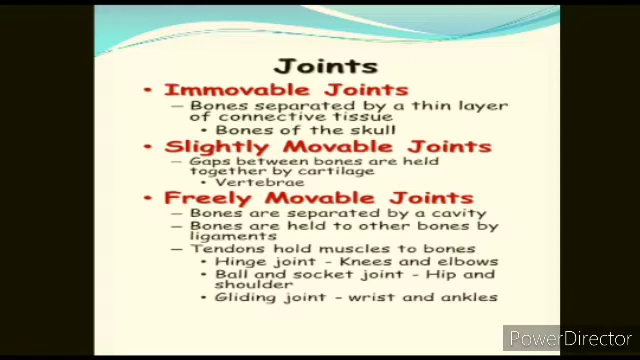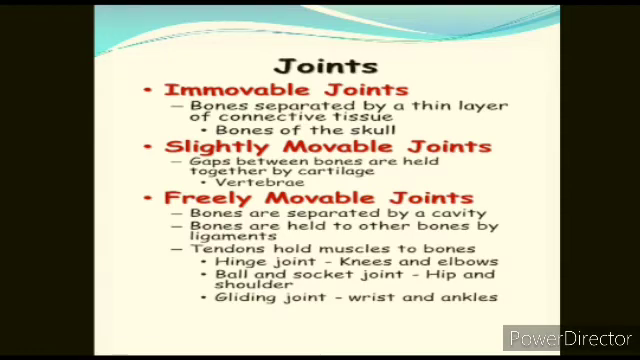The first joint is the immovable joint. These joints do not allow any movement, and they are basically present in the bones of the skull. These joints are present in our upper jaw and the rest of our head. The next joint is the slightly movable joint. These joints allow very little movement. They are present in our backbone, in between the vertebrae, and also in between the ribs.